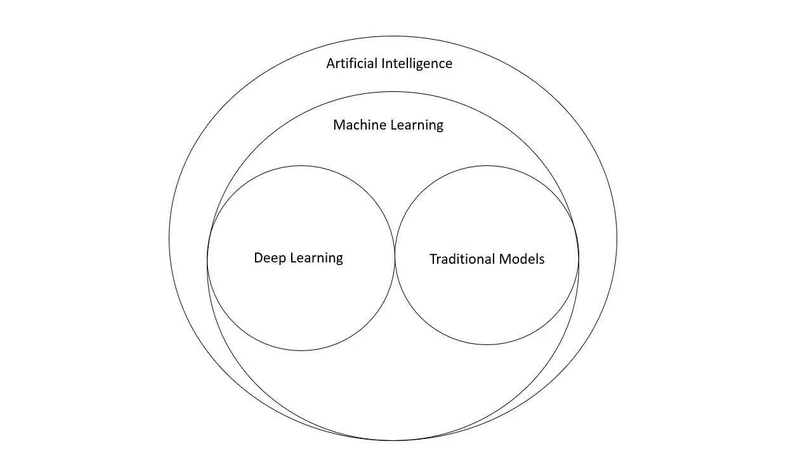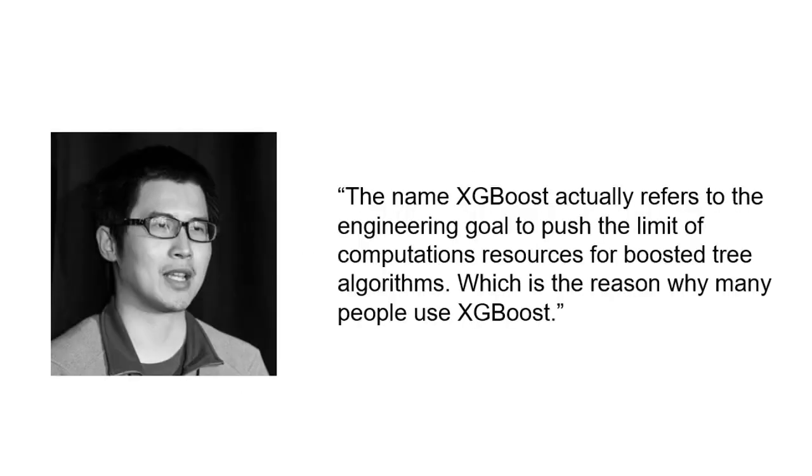Let's define it. XGBoost is an implementation of gradient-boosted decision trees for speed and performance. XGBoost stands for Extreme Gradient Boosting. The author of XGBoost is Tianqi Chen. Here is his quote on why he gave the algorithm the name XGBoost. The name XGBoost actually refers to the engineering goal to push the limit of computational resources for boosted tree algorithms, which is the reason why so many people use XGBoost.